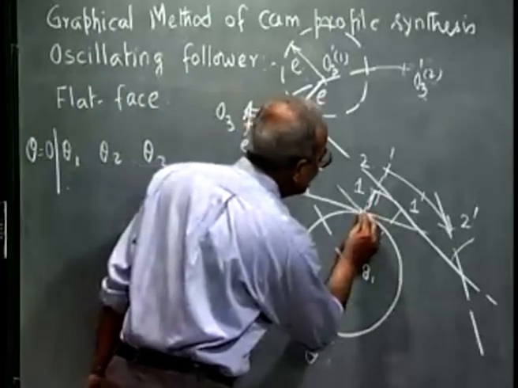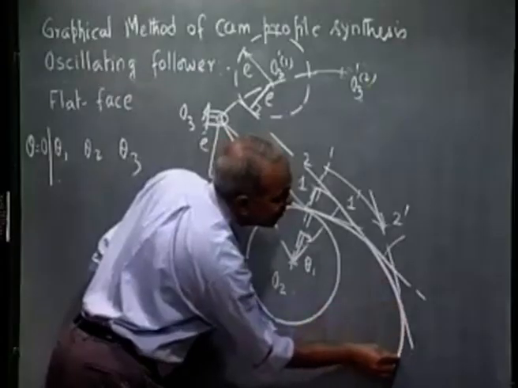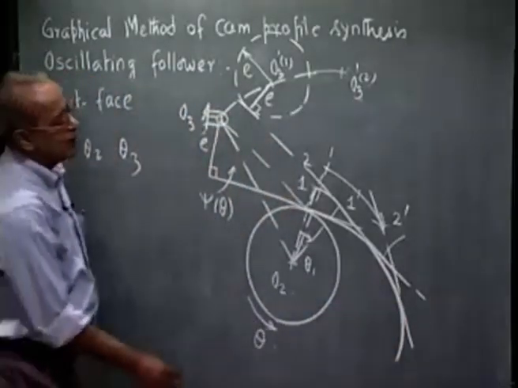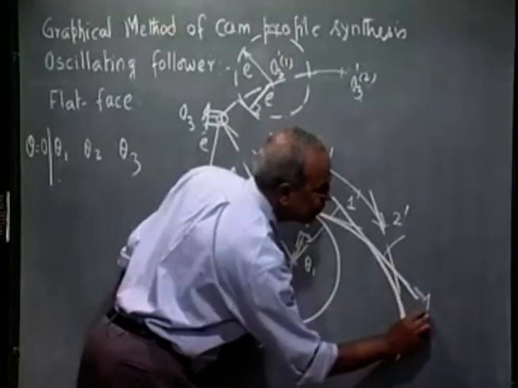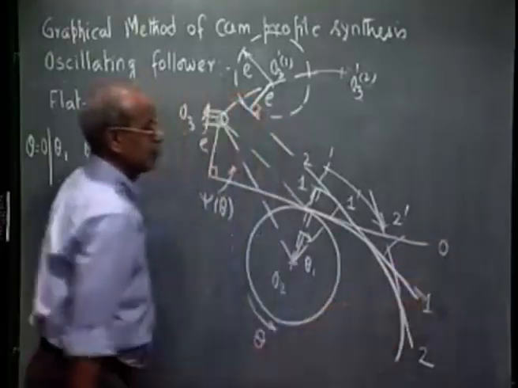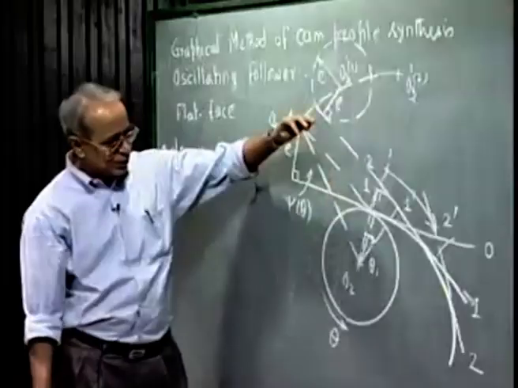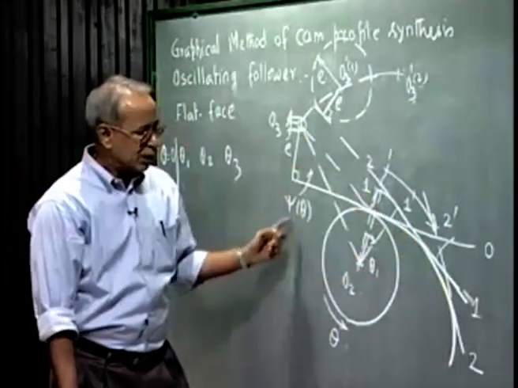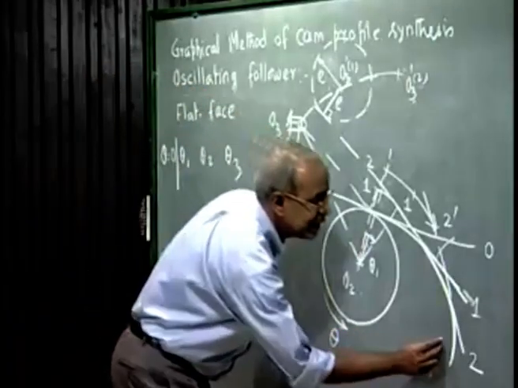Now, a curve which is tangent to all these inverted positions of the follower face, an envelope to these inverted positions of the follower face, this is corresponding to 1, this is corresponding to 2, this is corresponding to 0. So, once I get the inverted positions of the follower faces, which is the family of straight lines, then I draw an envelope to this family of straight lines, that is nothing but the cam profile.